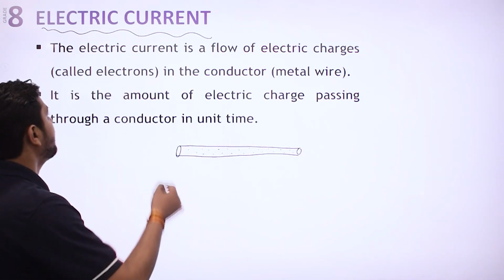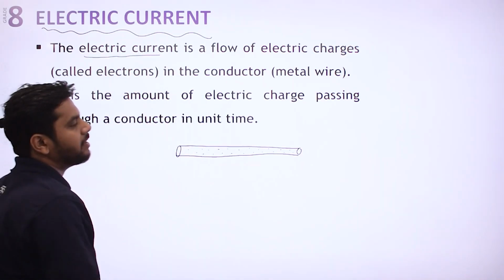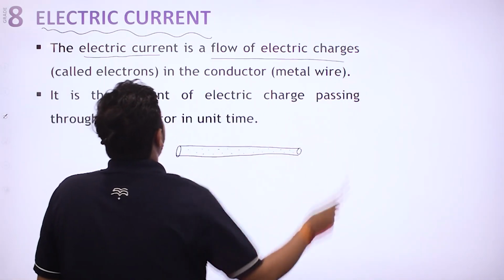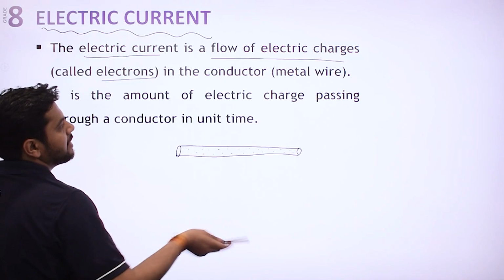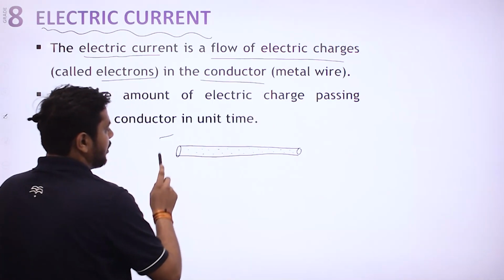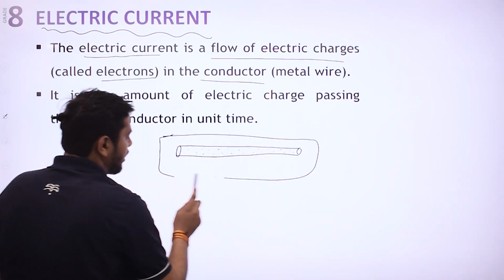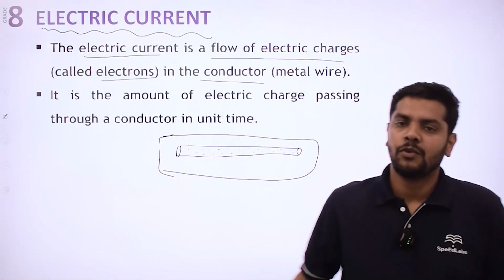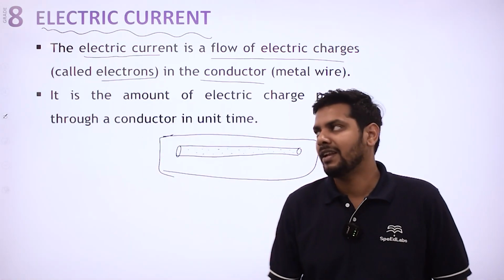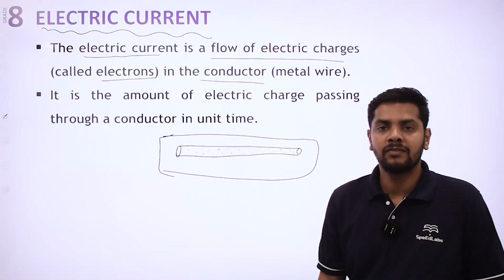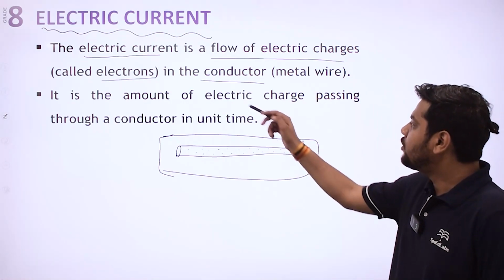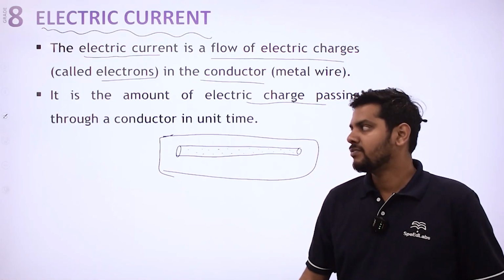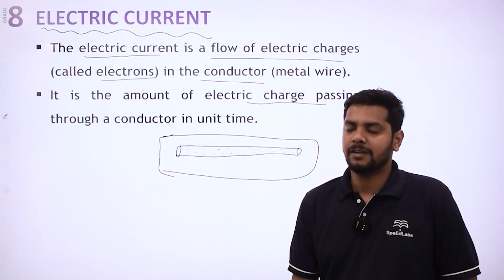The same part is written here: what is electric current? Electric current is simply defined as the flow of electric charges called electrons in the conductor, in the metal wire. That means in any conductor, if there are some electrons, and if those electrons are flowing, you will get electric current from there. Now, one more way to define it is the amount of electric charge passing through a conductor in unit time. That is one more way to define electric current.